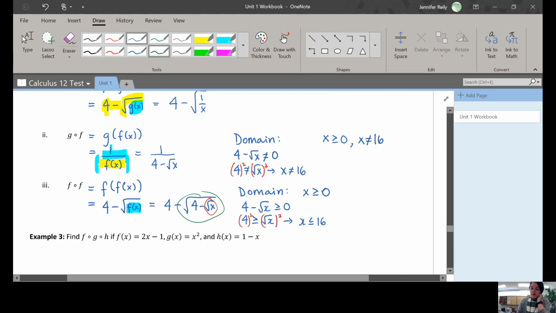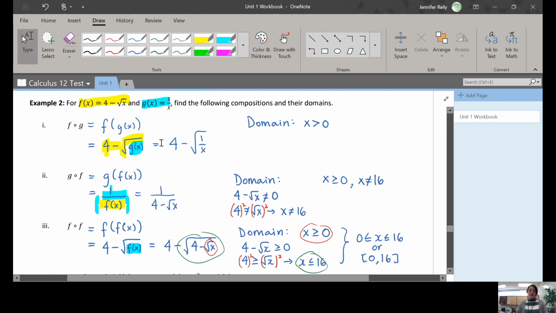So we have two parts of our domain. The x value has to be greater than or equal to 0 and less than or equal to 16. So we can write that together as one statement. We write 0 is less than or equal to x, which is less than or equal to 16. Or you can use interval notation, 0, 16 with square brackets. Okay, so this was the green part, and this was the red part. Okay. So that's combining functions.